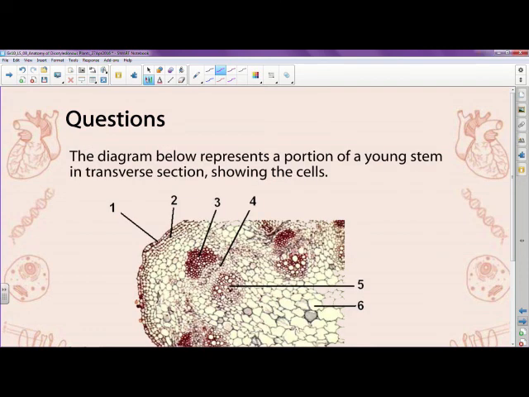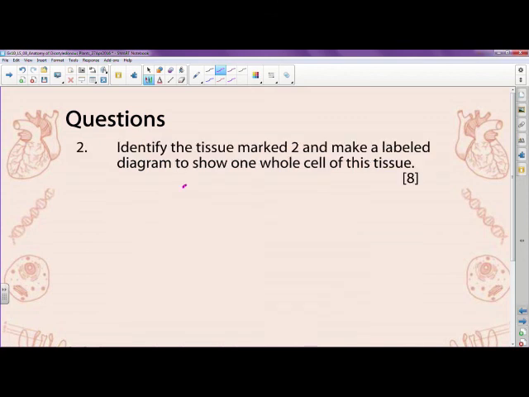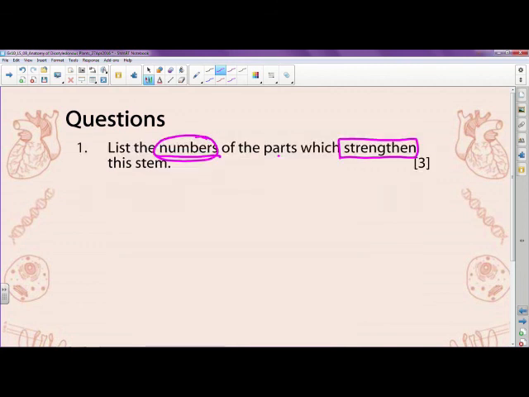So let's look, what strengthens? Anything that has a thickening. The most obvious one is number three. Number two we said was collenchyma, and collenchyma strengthens. And it's always that third one that we forget about, and that third one is my xylem. Although xylem is hollow, is it also strengthened? So it's going to be number five. So when I write my answer, I'm going to write 2, 3, and 5.